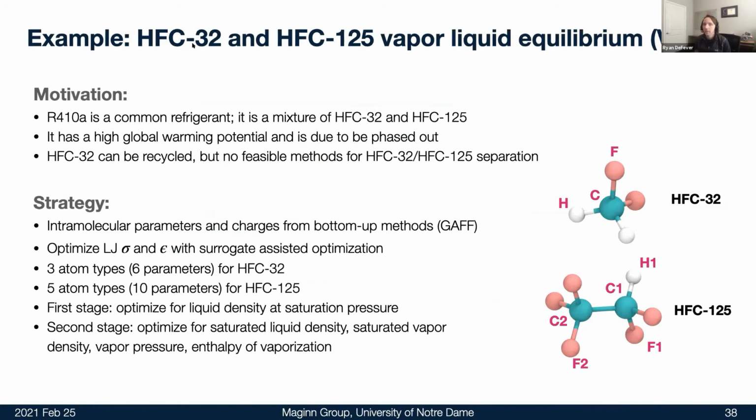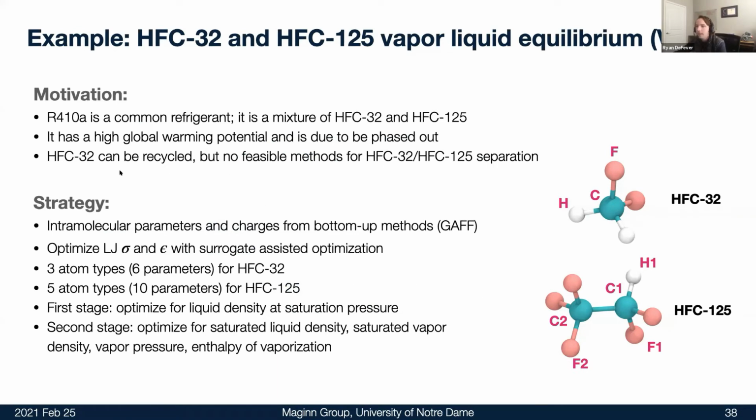So for an example here, I'm going to show how we do this with HFC-32 and HFC-125 for vapor-liquid equilibrium. I don't want to spend a whole bunch of time on the motivation, but R410A is a common refrigerant that's a mixture of these two molecules. We'd like to be able to do this separation, and there's a project we have where we're working on separation techniques.